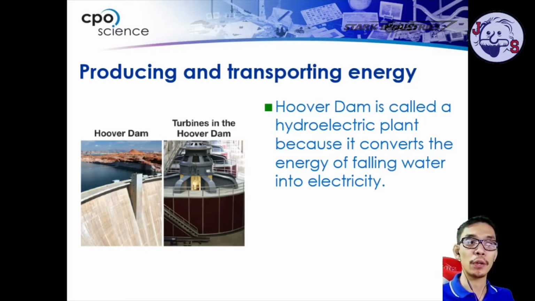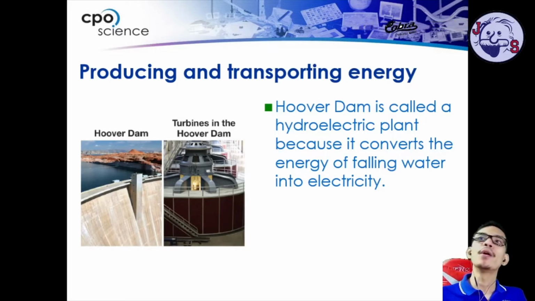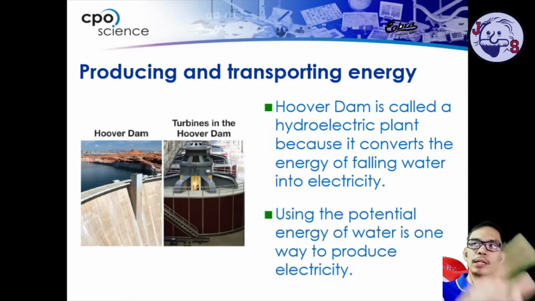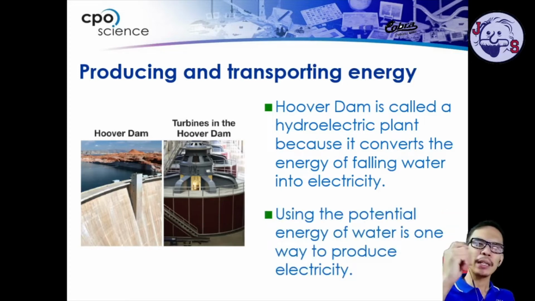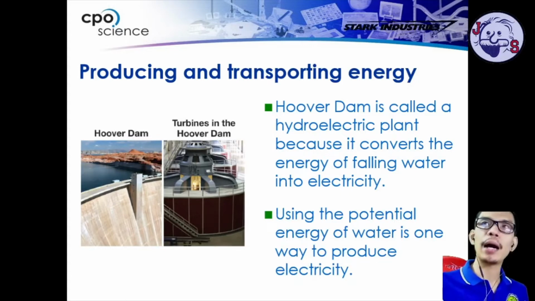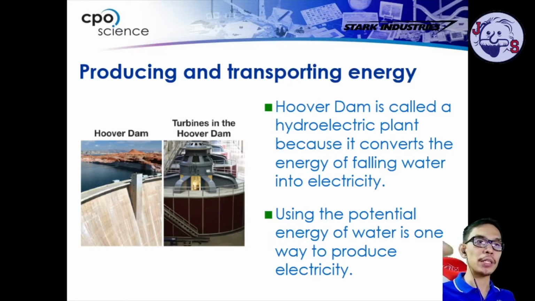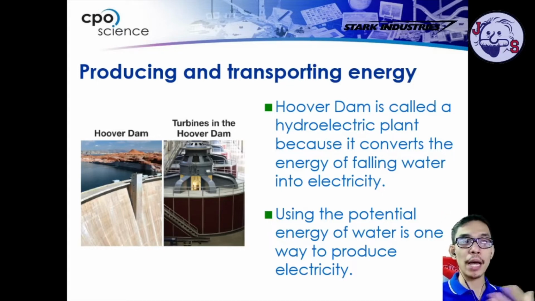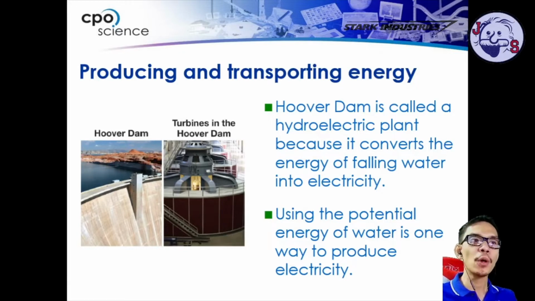All right, so there you go. That is the application of the generator in the production of electricity. So the generator uses electromagnetic induction to produce electricity. That's the sole purpose of your generator, to produce electricity.